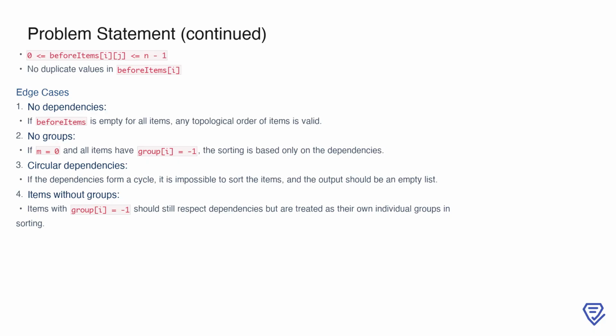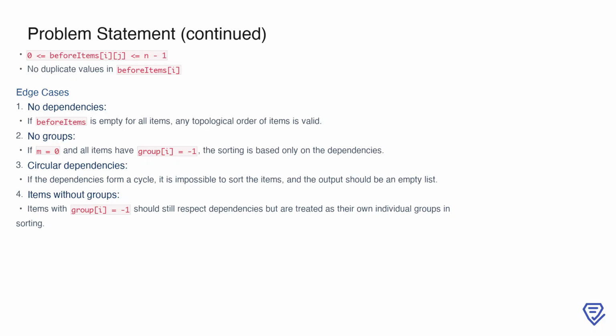The problem also provides constraints and edge cases to consider. For instance, if there are no dependencies, any topological order of the items is valid. If there are no groups and all items have a group ID of -1, the sorting depends solely on the dependencies provided. Circular dependencies, as we just saw, make sorting impossible, and the output should be an empty list. Lastly, items without groups should still respect any dependencies they are part of but are treated as individual groups during the sorting process. These constraints and edge cases emphasize the importance of handling both group-level and item-level dependencies carefully in this problem.